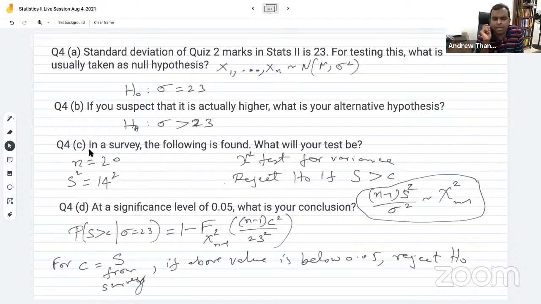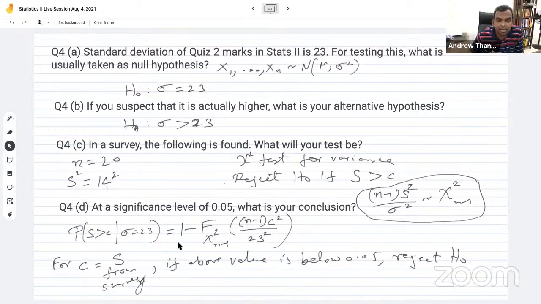I think Deborah Smith is asking if it's a 2 sample test. This is just a 1 sample test, right? I have only marks for stats 2, and I'm only asking about the standard deviation of stats 2. There are no 2 samples. There's no one more survey where I asked about math 2. There's no x1, x2, y1, y2. It's only x. So it ends up being chi squared.